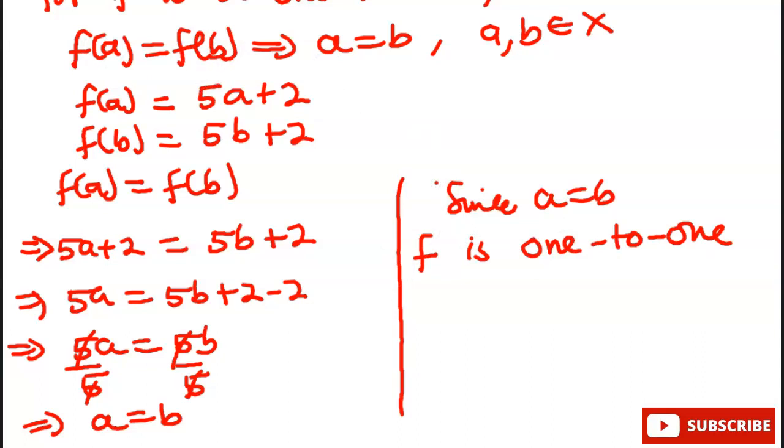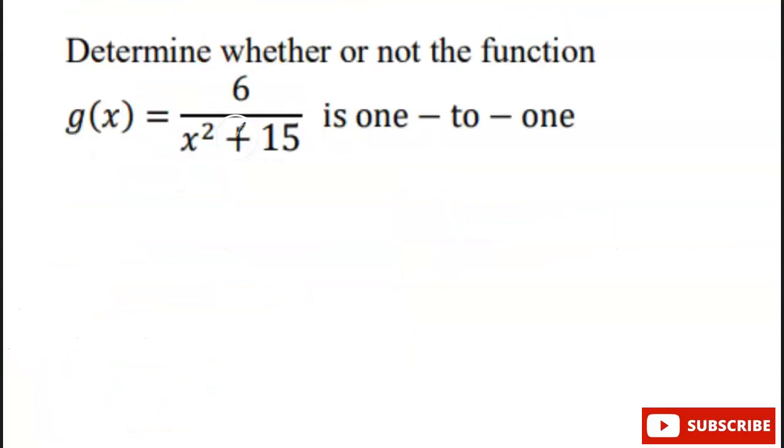Let's look at the second part. Now, before I show you the solution, I want you to pause the video and then work it out yourself. Determine whether or not the function g of x is equal to 6 on x squared plus 15 is 1 to 1. So, as usual, you pick two elements.